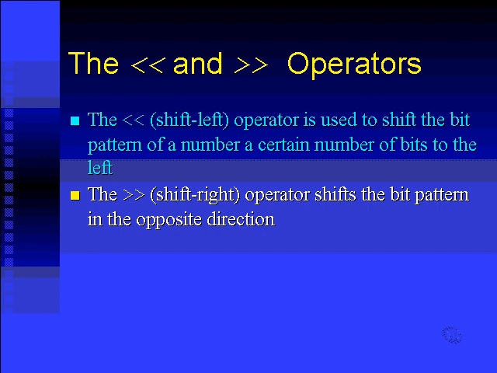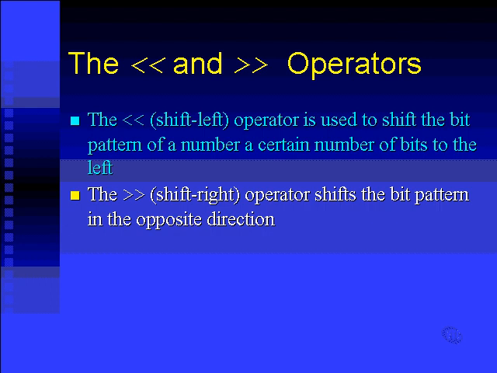In other words, take the bit pattern for a number. Let's say the number 5. The bit pattern is 101. Now, if you wanted to shift that to the left, say 4 bits to the left, then the resultant bit pattern would be 101 0000.